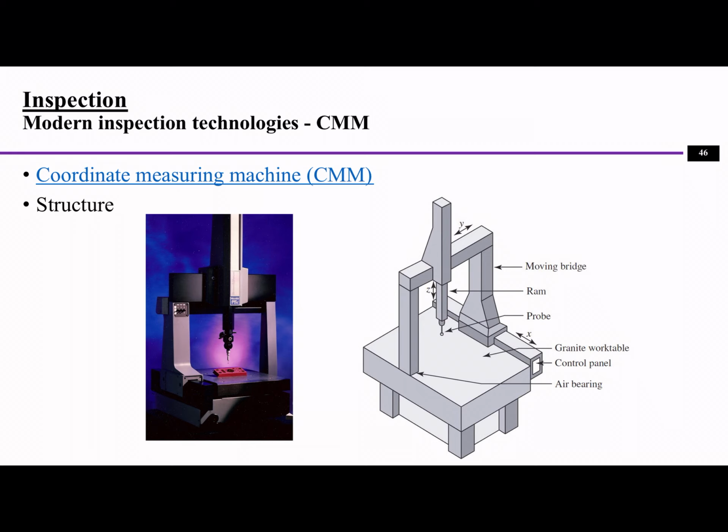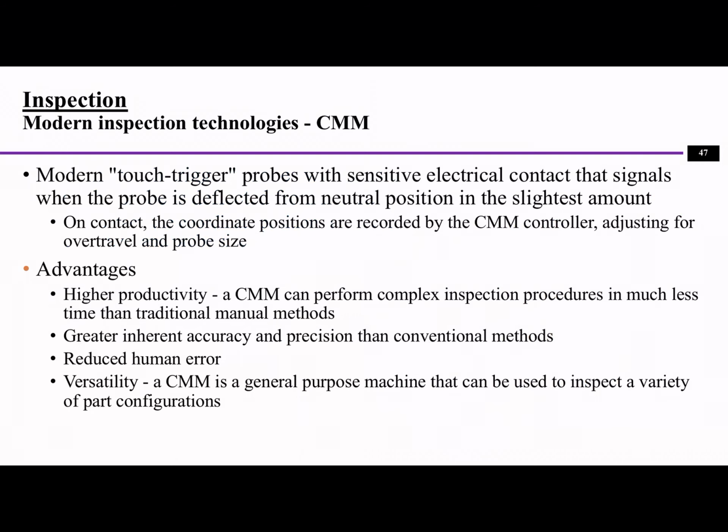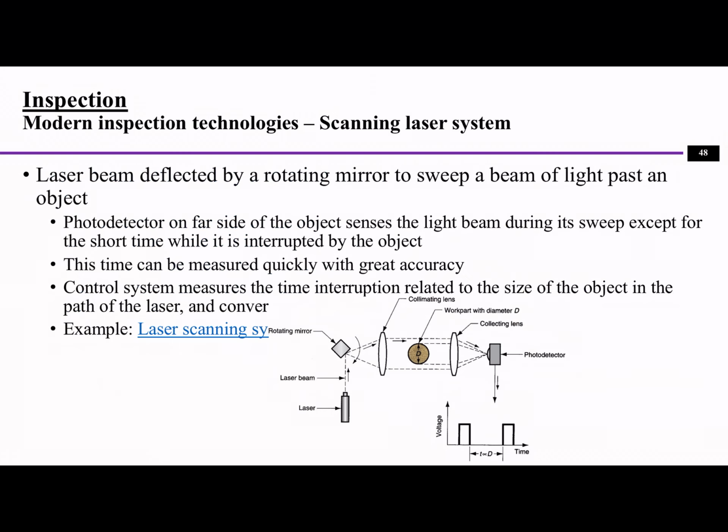But before we measure it, we need to know what the standards of those dimensions are, right? And then by comparing the part that actually comes from the process with the standards, it will generate a report about what dimensions are good, what dimensions are bad. So this is how this CMM works. You can see these advantages.